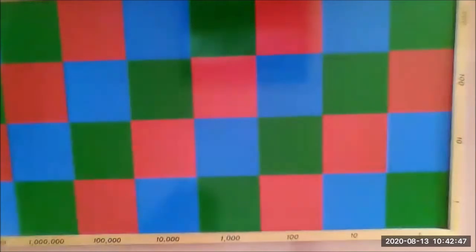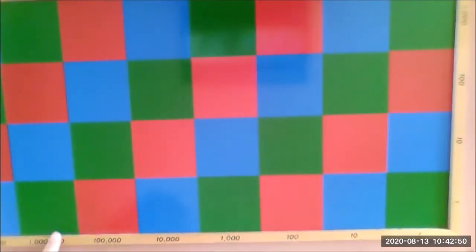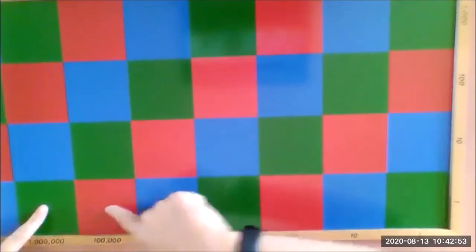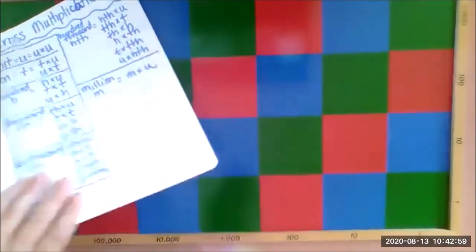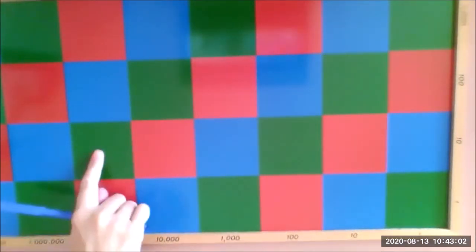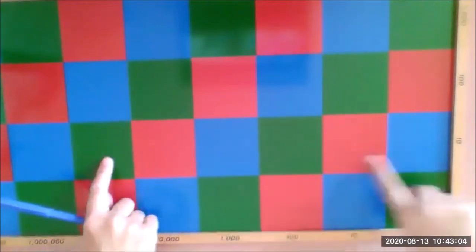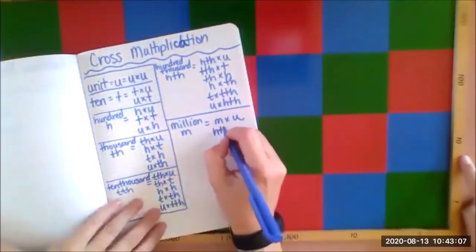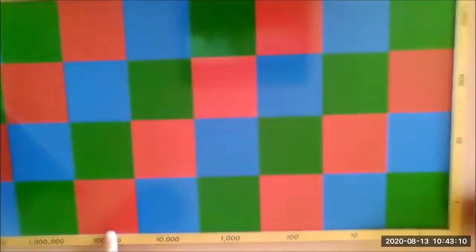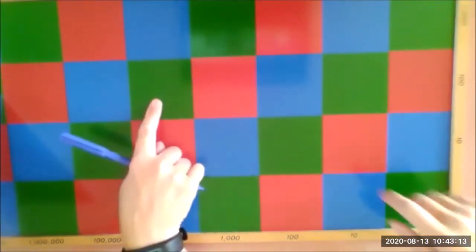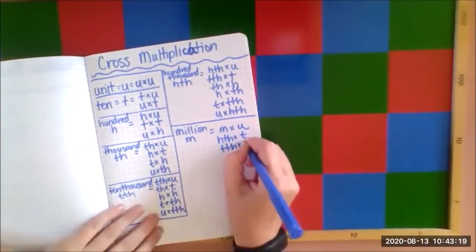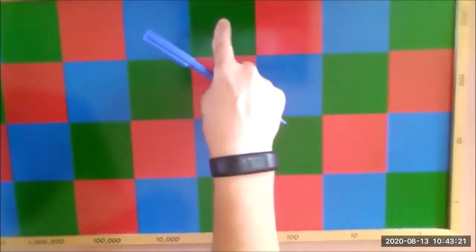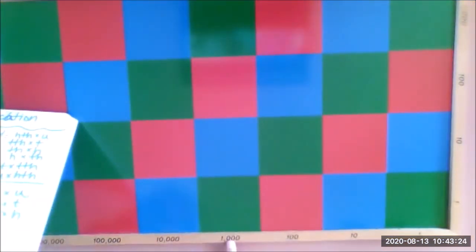Okay, here's our checkerboard. Here's our million. You get a million by multiplying a million by the unit, a million times a unit. And we also get a million by multiplying 100,000 by 10. And then we get it also by multiplying a 10,000 times 100. We also get a million by multiplying 1,000 times 1,000. 1,000 times 1,000 is a million.